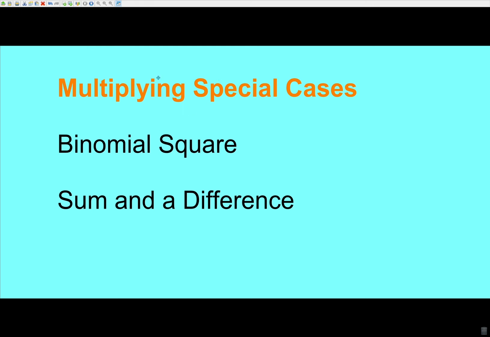And we are back here learning with Mr. Neff. We're talking about multiplying special cases. This is lesson 8.4 in our current textbook. Now we're talking about binomial squares and sum and a difference. And binomial squares will have a plus and a minus problem. You'll see what I mean. So there's really two parts to that, and sum and the difference.